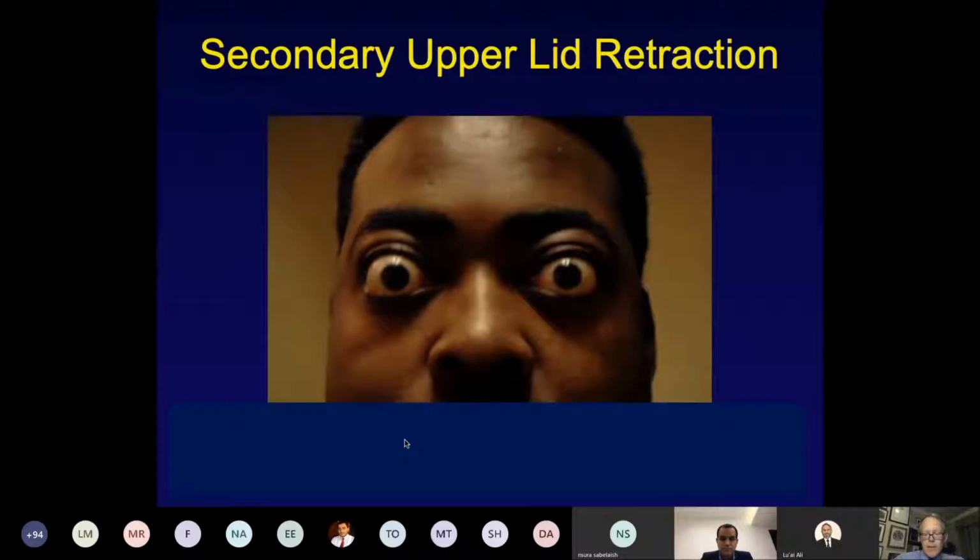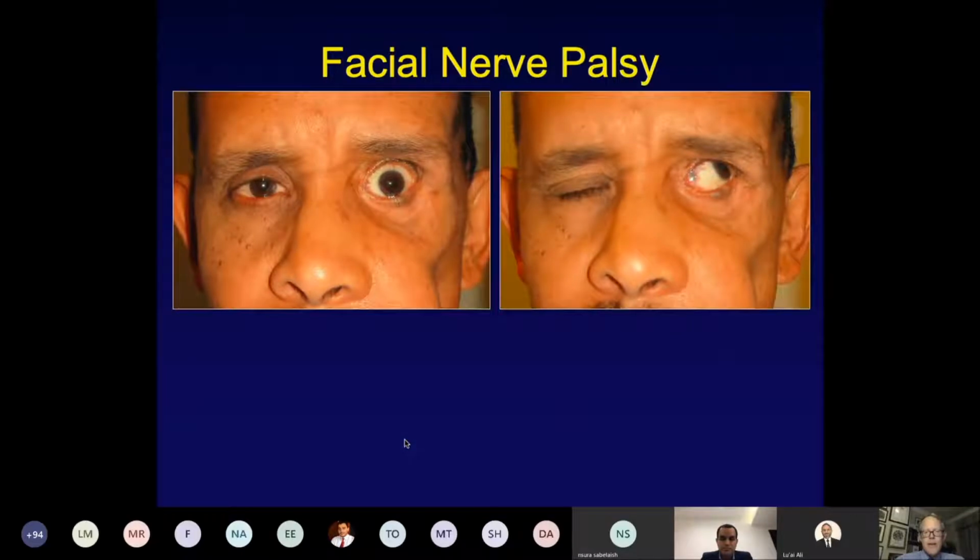Why? Because he's having difficulty looking up. And so he's recruiting his levator complex as hard as he can at the same time as recruiting his superior rectus to attain the primary position. So that's thyroid eye disease, but there are other causes for lid retraction.